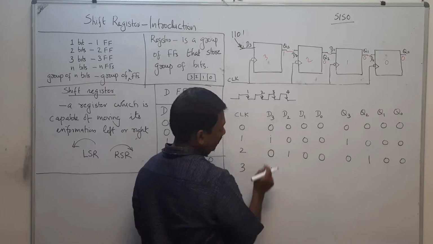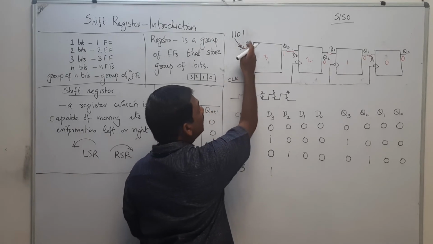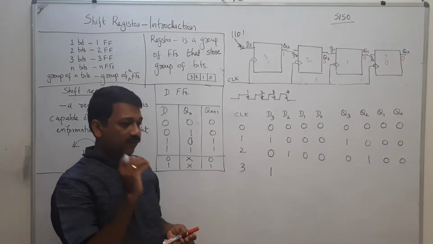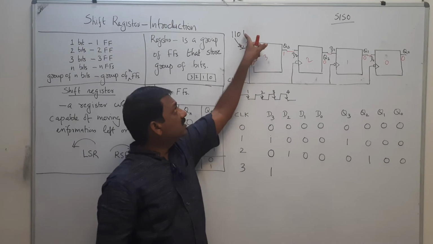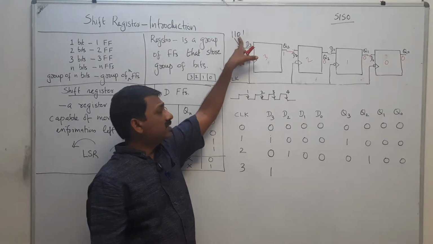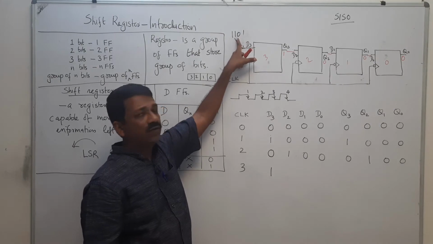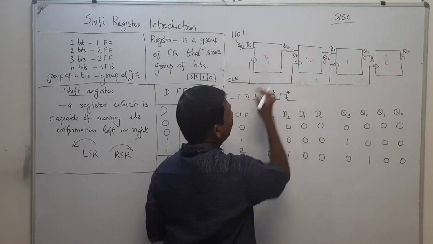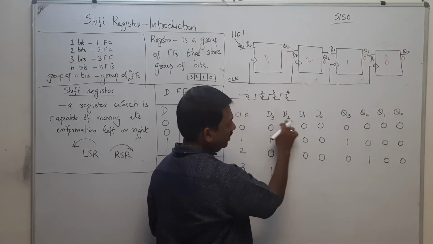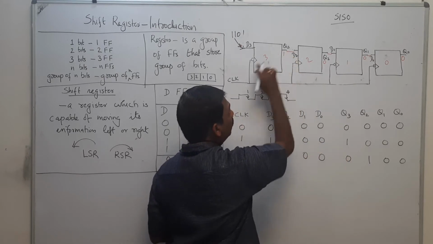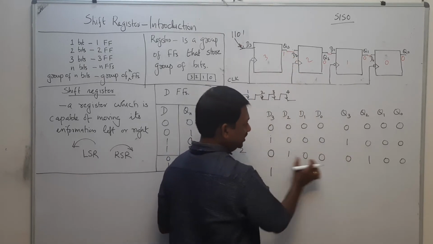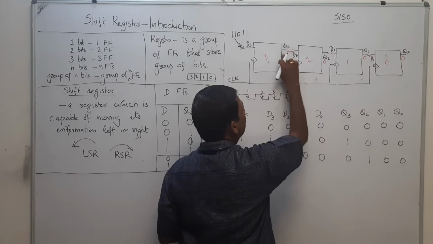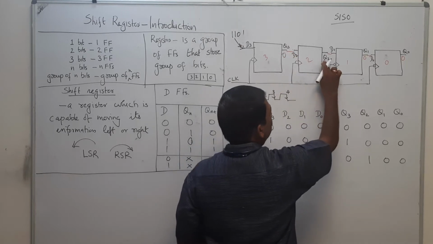I am going to give D3 equal to 1. That means I provide the next bit. For the first clock cycle I gave 1, for the next cycle I gave 0, and for the next cycle again I give 1. D2 is Q3. Once I have given this, the values of Q3, Q2, Q1 and Q0 are 0, 1, 0, 0. That means this is 0 and this is 1.